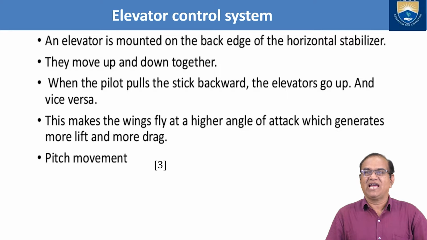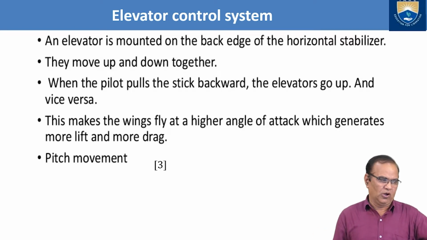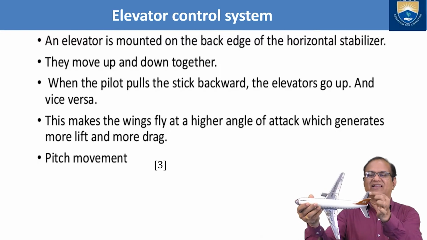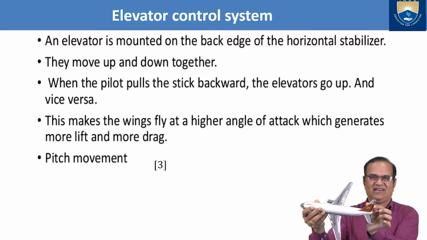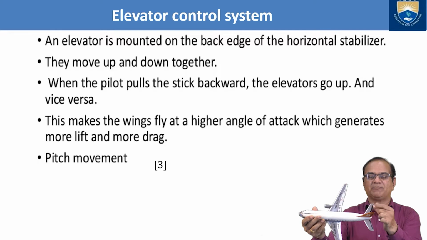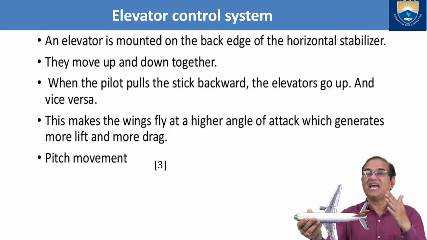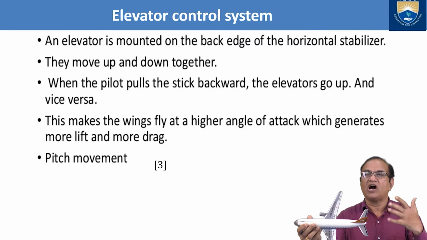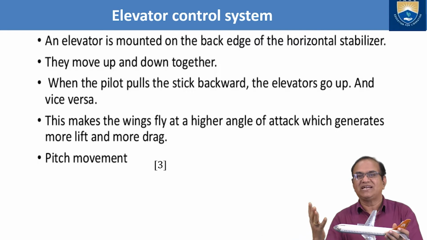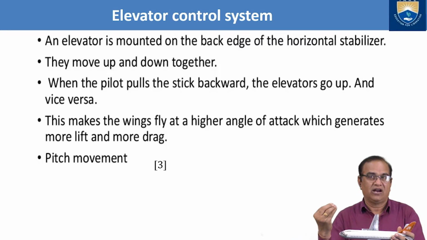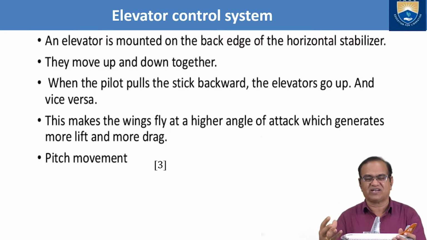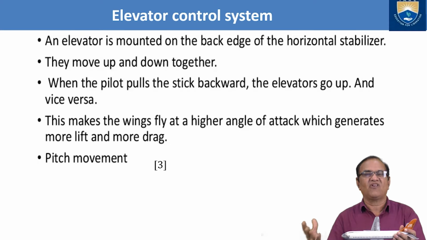Now I will talk about the elevator control system, and this elevator. Where is this elevator? If you see here, this black color at the horizontal tail, or the horizontal stabilizer. This big part is the horizontal stabilizer and this black part shown here is the elevator. I am talking about how this elevator will work and how the nose will go up or down. That is the objective of this slide, to understand how the elevator works and what effect the aircraft will feel when it is flying.